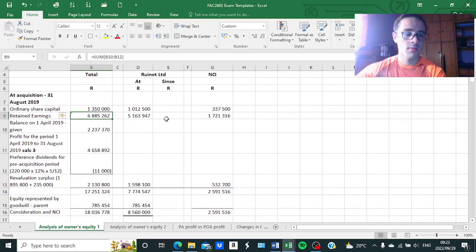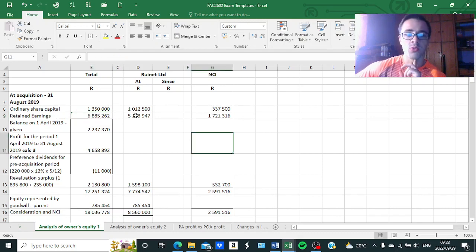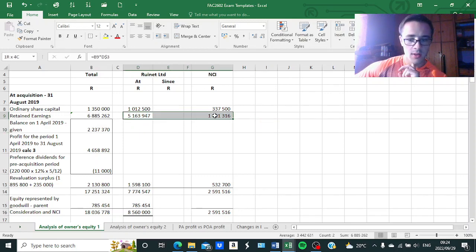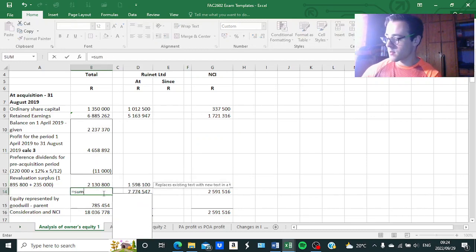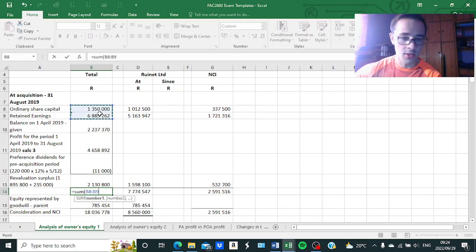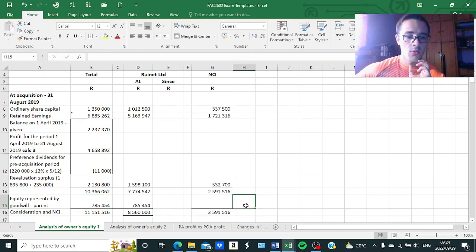Alright, so your retained earnings balance on the date of acquisition is 6,885,262, which will just be split between the parent and non-controlling interests. Just for confirmation, it must add up to 6,885,262, and then we have calculated revaluation surplus. So the actual total would be the sum of these amounts right here, and then we add this amount.